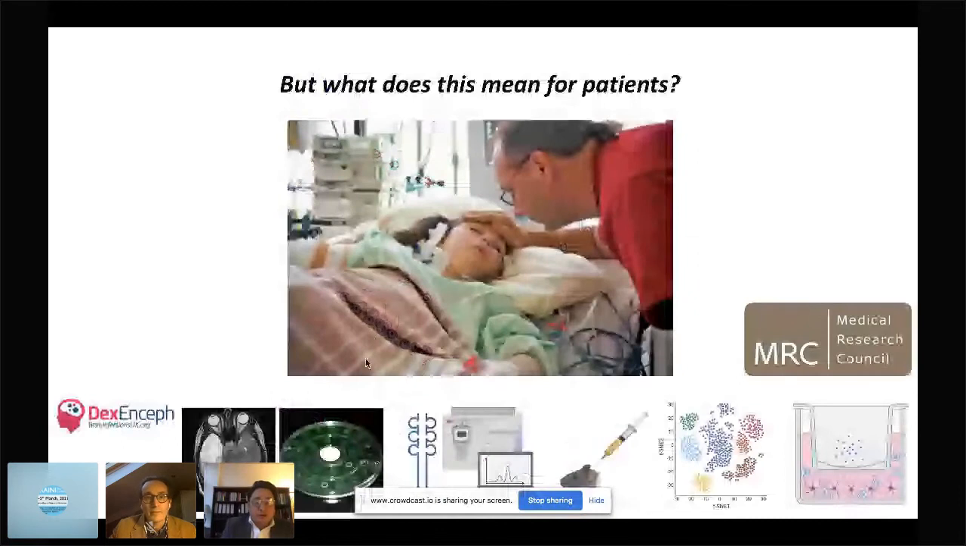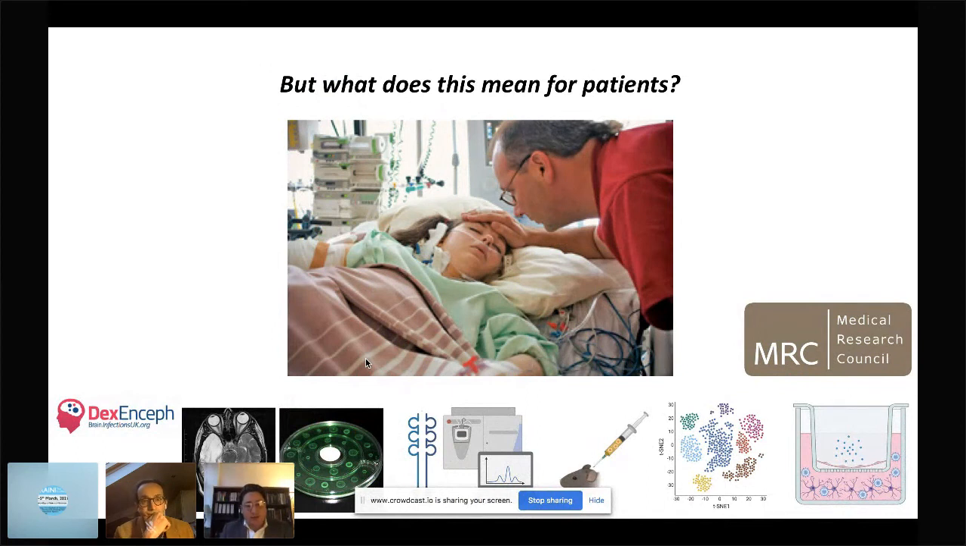So the question, of course, with all of this mouse work is really, what does this mean for the patient in front of us? I just got MRC funding for a study to do exactly this sort of work, working with Tom, who, as you've heard, is leading the DEX-NCEF study. We'll have 80 to 90 patients who have been randomized either to dexamethasone or placebo as an adjunct to acyclovir.